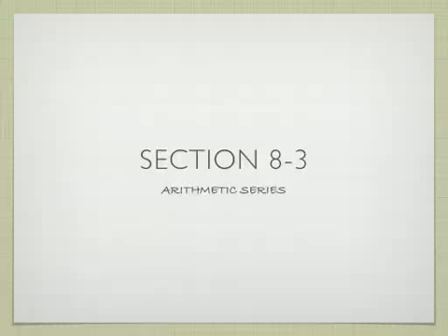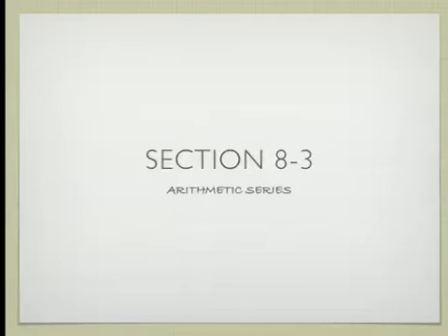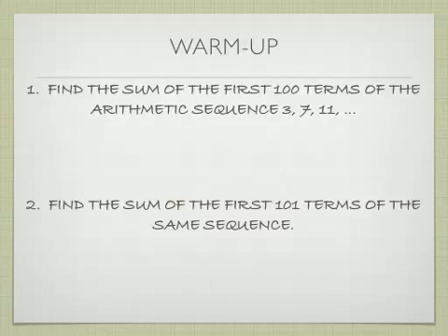Section 8.3, Arithmetic Series. Warm-up. Find the sum of the first 100 terms of the arithmetic sequence 3, 7, 11, and so on. In order to do this, we're going to need to know what each of the 100 terms are, so we have to go through the whole sequence and find things out. After taking that time to do that, we find out that the sum of all of those terms is 20,100.